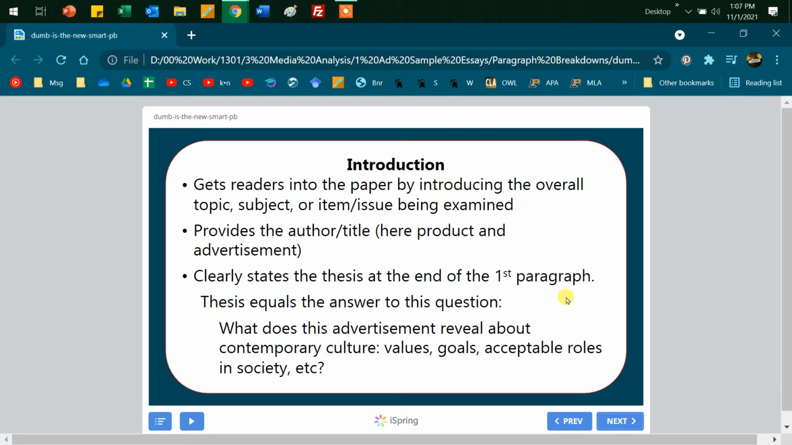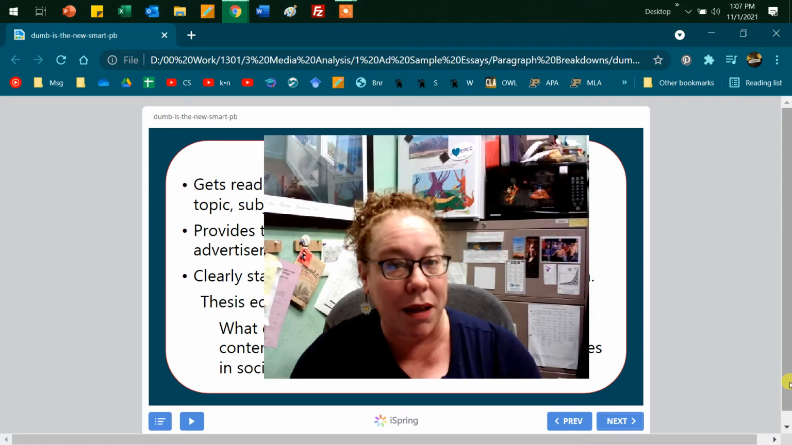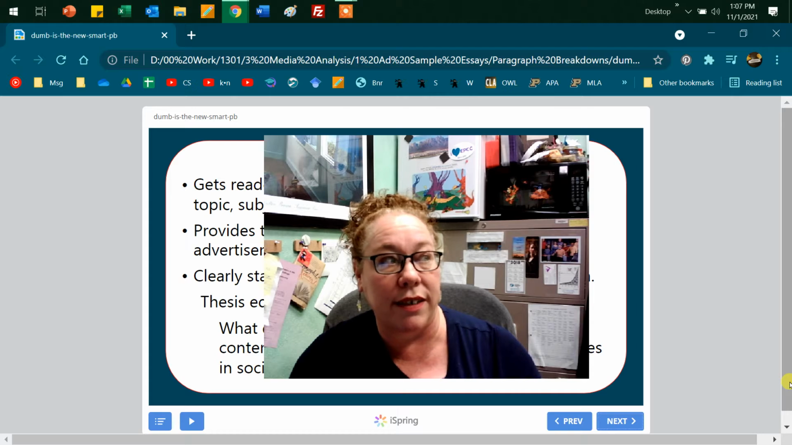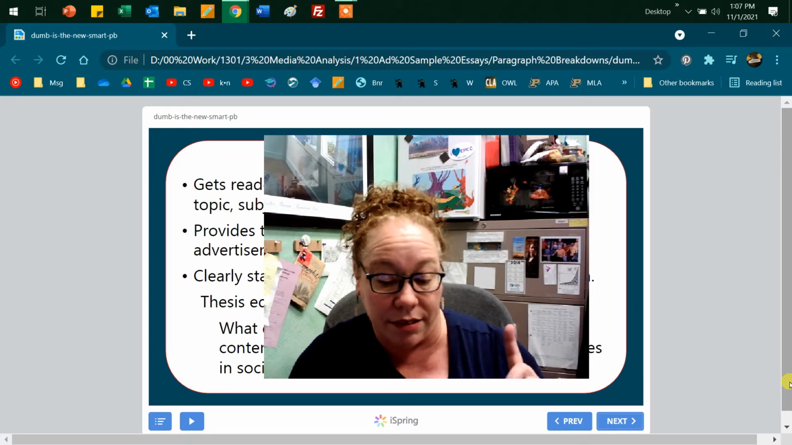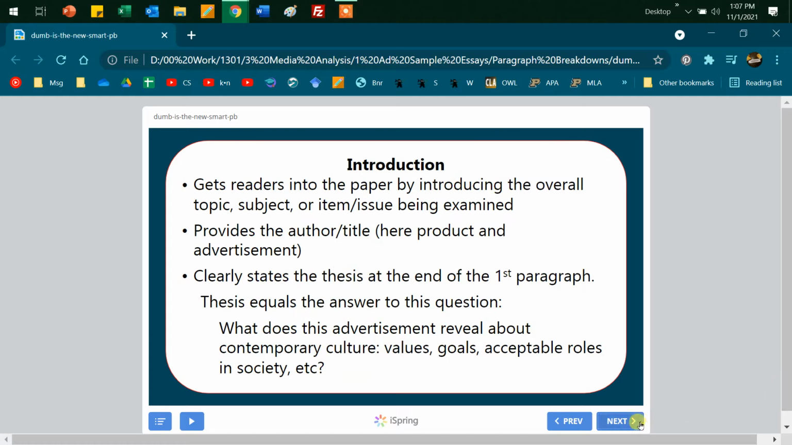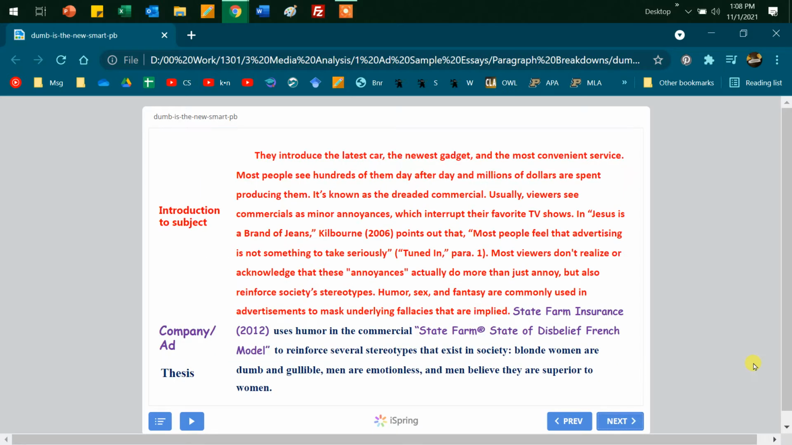You've got to have your thesis at the end of that first paragraph. Put it there. It's the answer to this question: what does this advertisement reveal about contemporary culture, value, goals, acceptable roles in society, etc.? So as you're finishing up your paper, come back to this and think about that. What is it that this is really showing, the bigger picture, not just the one ad, right? Okay, so let's take a look at how Mauricio did this.